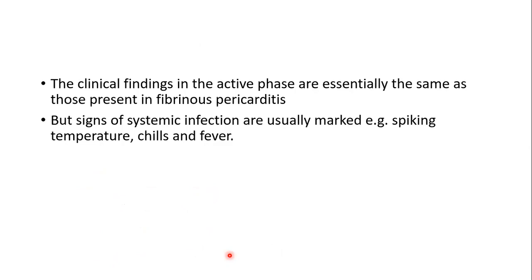Okay, so the clinical findings in the active phase are essentially the same as in fibrinous pericarditis, but signs of systemic infection are usually marked, depending on what infective agent is at play.